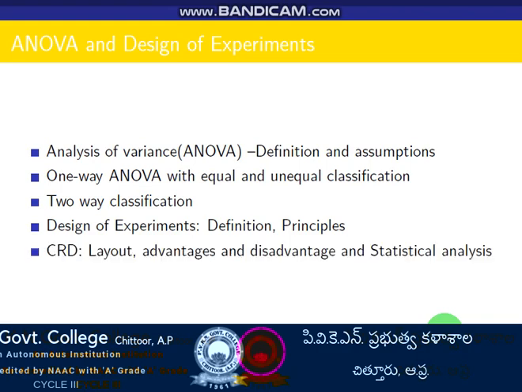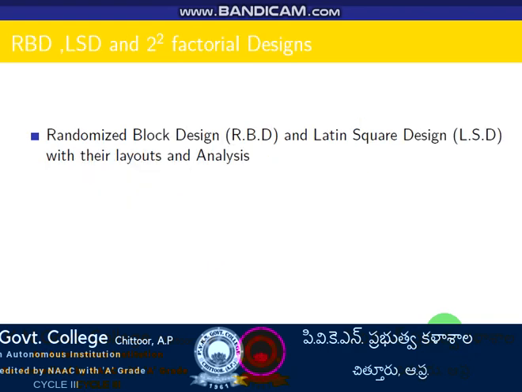The first design, basic design, is completely randomized design. If all units in the data are homogeneous in nature, we have to apply this design. The layout of the design, advantages, disadvantages, and its statistical analysis we have to discuss. And the last unit, randomized block design, Latin square design, and 2 square factorial designs.